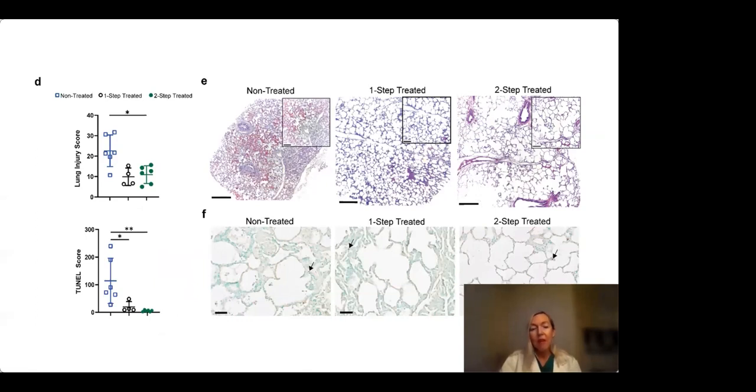In the bottom here, you also see the TUNEL staining, and you can see the apoptotic cells. There was a significant amount of apoptotic cells in the non-treated group, while a little less in the 1-step and significantly less in the 2-step treated group. And both the changes in the histology in the H&E and the TUNEL staining were confirmed by the blinded scoring.